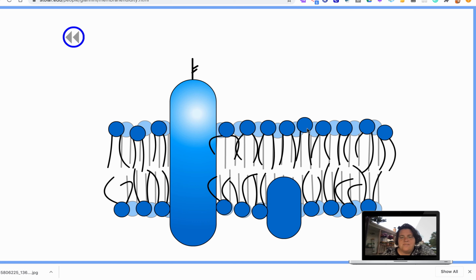And what's interesting is when they tagged these with different markers, they found out there was a lot of lateral motion, but there was not a lot of motion between the two leaflets. So for example, if they tag this one, not very often, not 100%, but not very often would they find it down here, and vice versa. But if you tag this one, half a second later, it's going to be in that position. So a lot of lateral movement, not so much top to bottom.